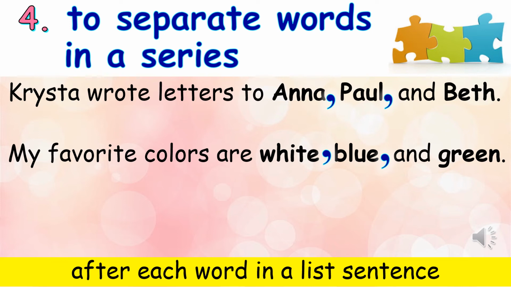I want you to notice one thing here, that some people choose not to use a comma before and, and some people do. So if you do not see a comma before and, even that is considered correct. In the first sentence, we have a list of people to whom Krista wrote letters. In the second one, we have a list of my favorite colors.